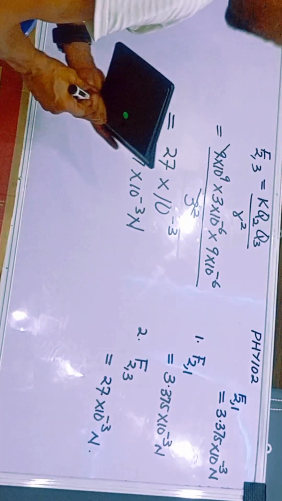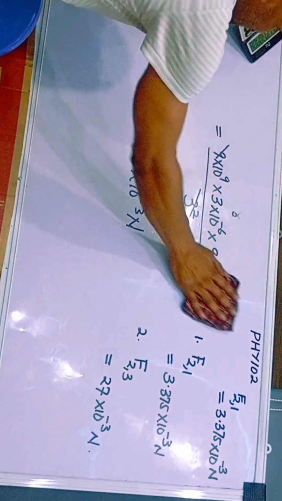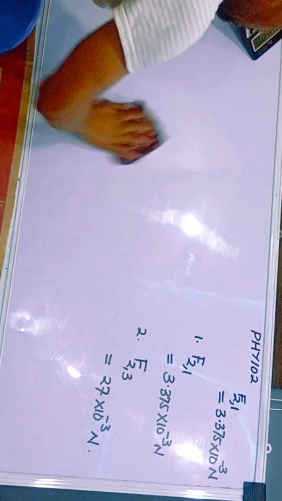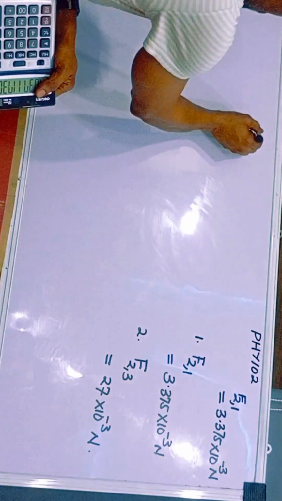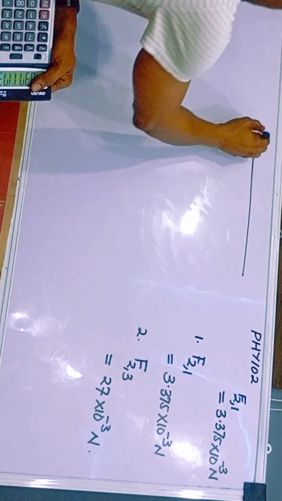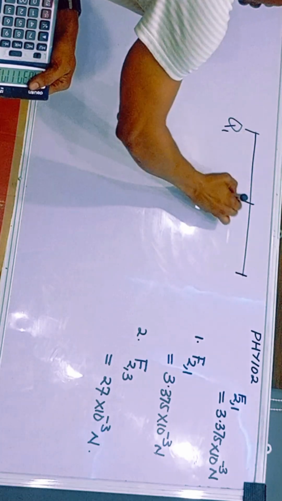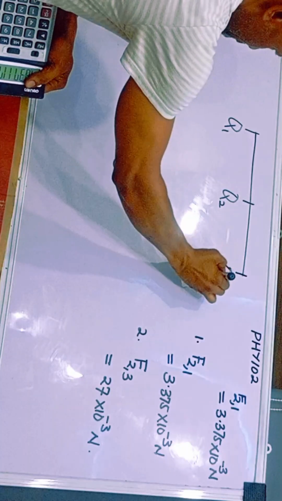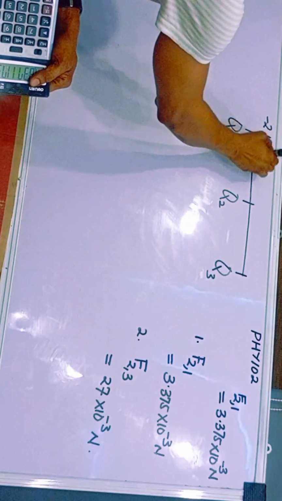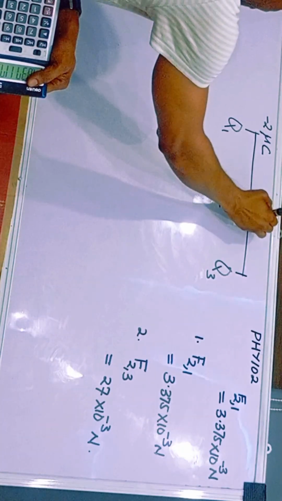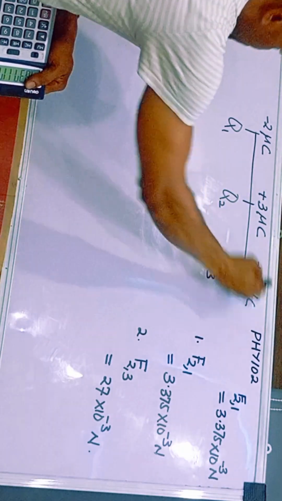Alright, the next thing we are going to do now is to check the directions of those 2 forces. That means I need the diagram again. Remember that in the diagram, they said this is Q1, Q2, Q3. The charge here is minus 2 microcoulomb. This is plus 3 microcoulomb. And this is plus 9 microcoulomb.